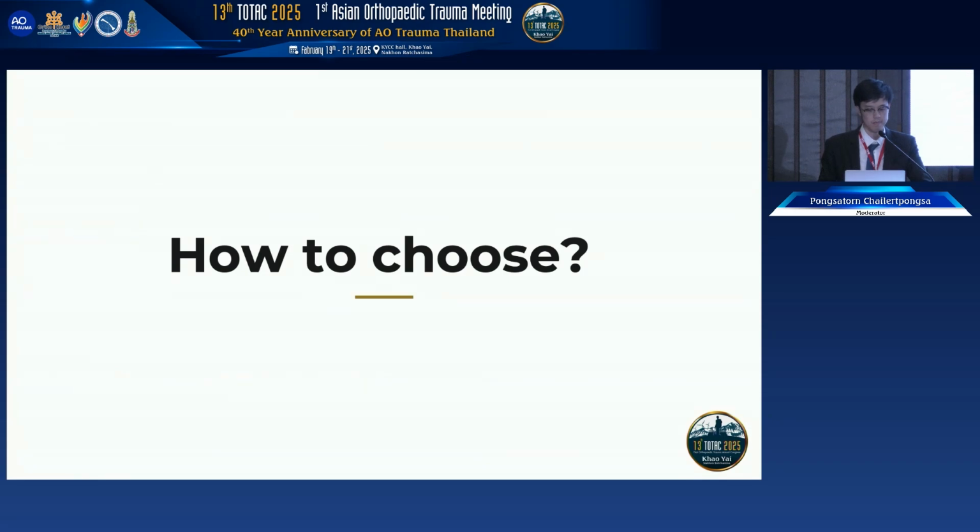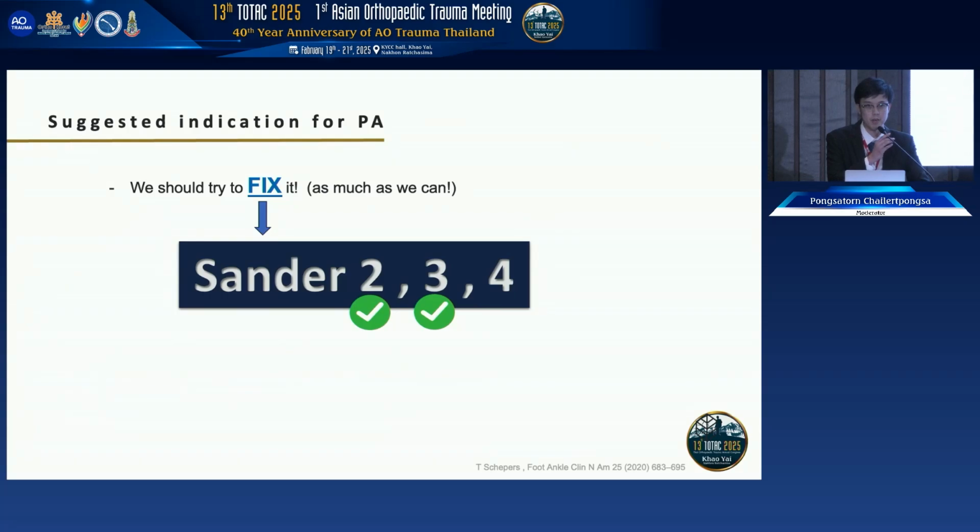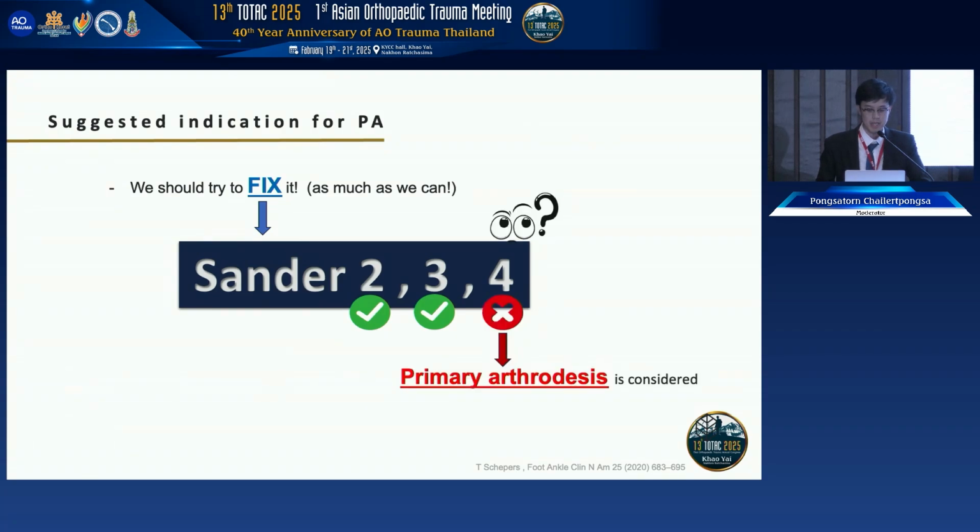I think the question is how can we choose? Which one is proper for fixation? Which one is proper for fusion? The principle is to try to fix it because the subtalar joint is an essential joint in the foot and ankle. In my opinion, Sanders type 2 and most of type 3 can be fixed very well. But in Sanders type 4, there is a big deal. Although you have very good skill, your patient might not have a good result from your fixation. So primary fusion is a good choice for this kind of case.